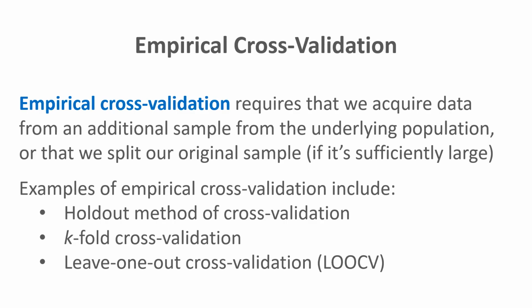So now let's move on to the empirical approaches to cross-validation. Empirical cross-validation differs from statistical cross-validation in that it requires that we acquire data from an additional sample from the underlying population, or that we split our original or initial sample if it's sufficiently large. Examples of empirical cross-validation include the holdout method of cross-validation, which is really the traditional empirical approach to cross-validation, k-fold cross-validation, and leave one out cross-validation. And we'll look into each one of these examples in just a moment.